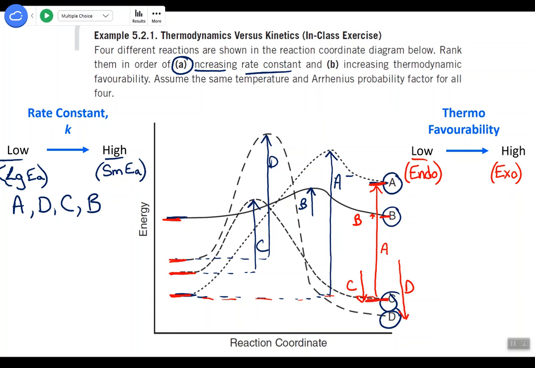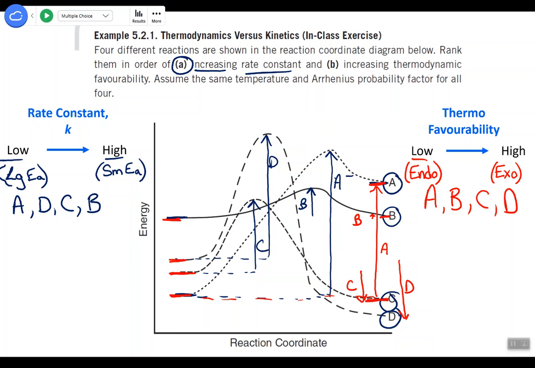So we have to figure out, which one is the least thermodynamically favorable? Which one is most endothermic? Go ahead and shout it out. A, that's right. Which is next most thermodynamically favorable? And, well done.